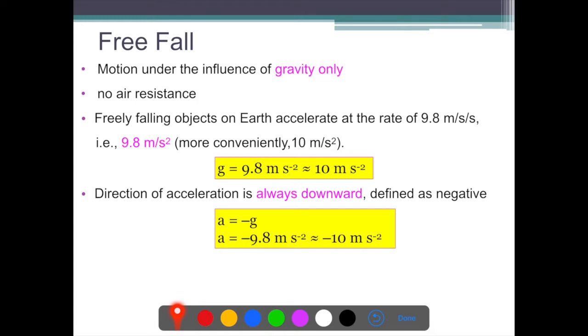Because all objects fall downwards due to the influence of gravity, the direction of acceleration is always downwards. And if we define the downward direction to be negative, then the acceleration will be equal to negative g, and that will be negative 9.8 meters per second squared, or negative 10 meters per second squared.